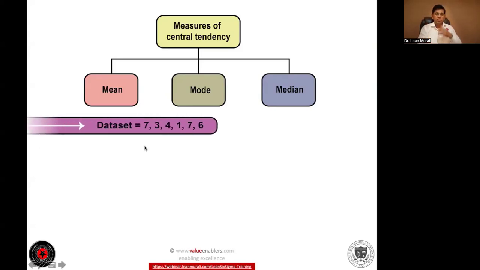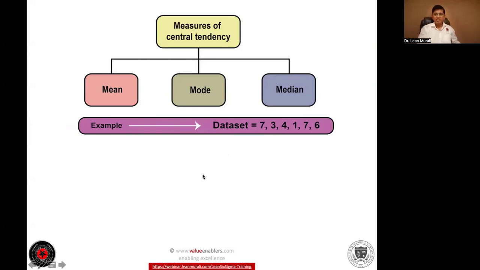Now this is the data set. In this data set, how many numbers do you see? Six numbers are there. Fine. Now let us calculate which is the mode in this data. Mode alone, the maximum occurring value. Which is the maximum occurring value in this? 7. Correct? So that is called the mode.